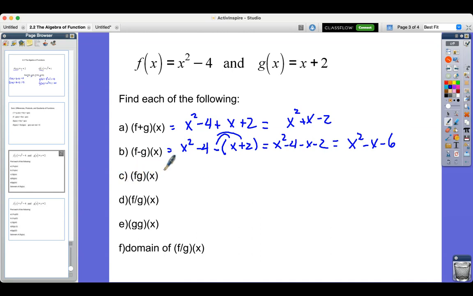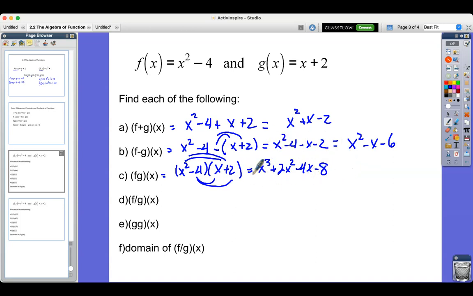F times g of x means f of x times g of x. You're multiplying these two functions right here. So we're going to have x squared minus 4 times x plus 2. So we'll distribute that value. X squared times x equals x to the third. X squared times 2 equals 2x squared. Negative 4 times x equals negative 4x. And of course, negative 4 times 2 gives us a negative 8. Can we add any like terms? Nope. That's as simplified as it can get.